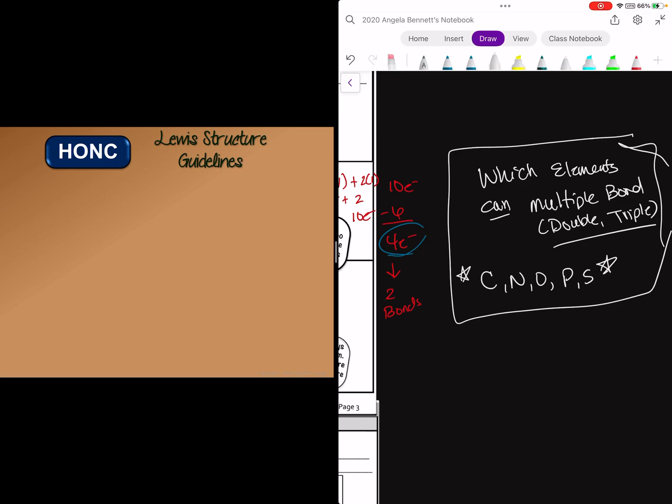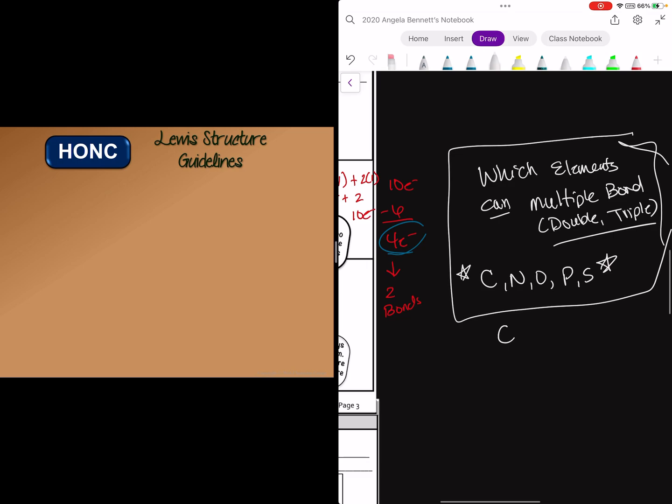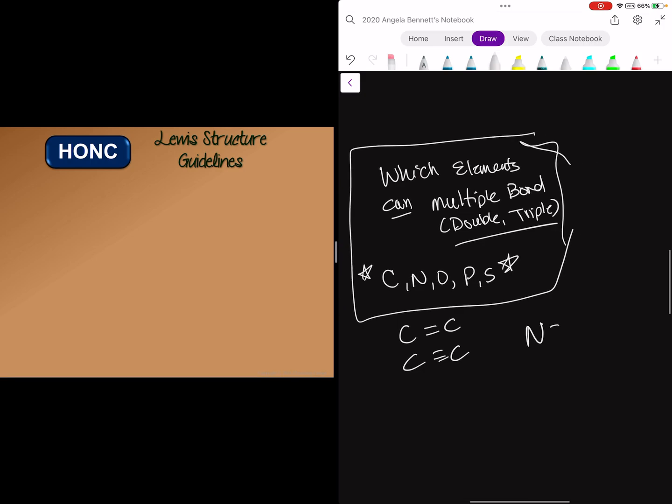Those are the ones that can multiple bond, and they can multiple bond to each other. So like we just had carbon double bond carbon, or carbon triple bond carbon. But you can have a nitrogen with a double bond to an oxygen, or a phosphorus with a double bond to an oxygen, or something along those lines. That can happen, but both elements involved, element 1 and 2, they both need to be on this list. So it can't just be any old random element on the periodic table.